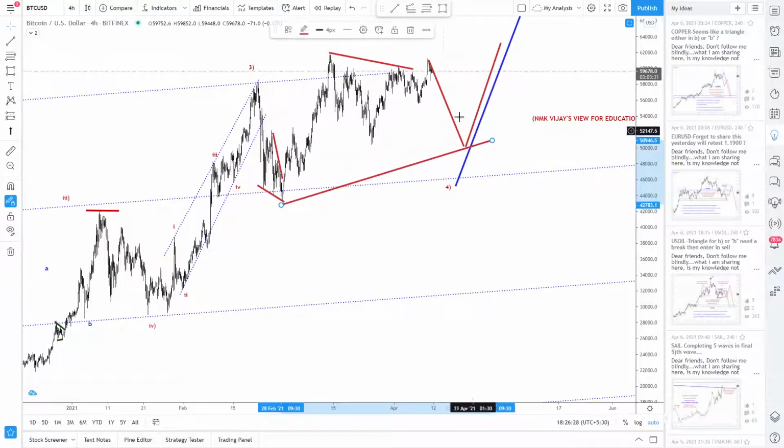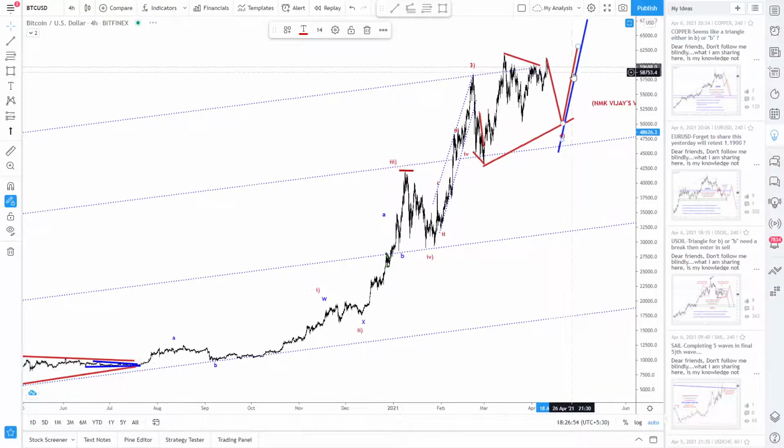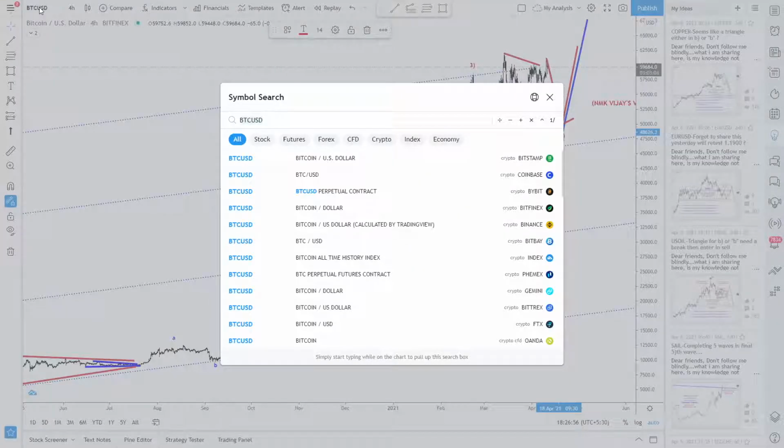Mind that if it is going to make this kind of bigger correction A, B, C, then it can shoot from here also if the fourth wave is a running flat. Otherwise, if it is a triangle, it won't go above this high, and it will consolidate for the E wave up to a five-wave structure A, B, C, D, E. After that, from here it can shoot up to 67,000 also. So that is my bias in Bitcoin.